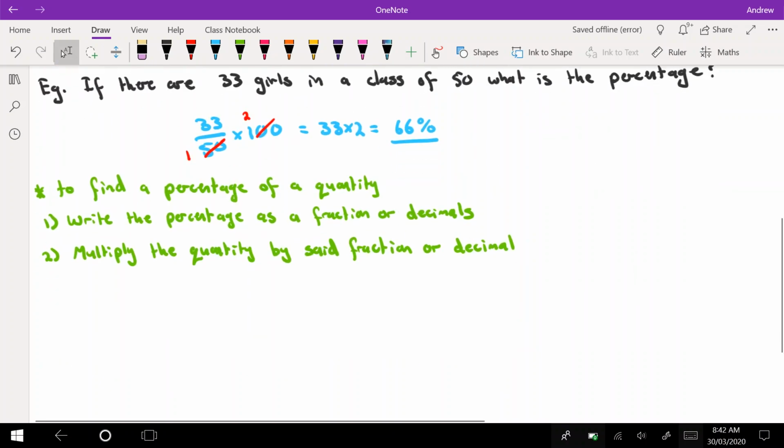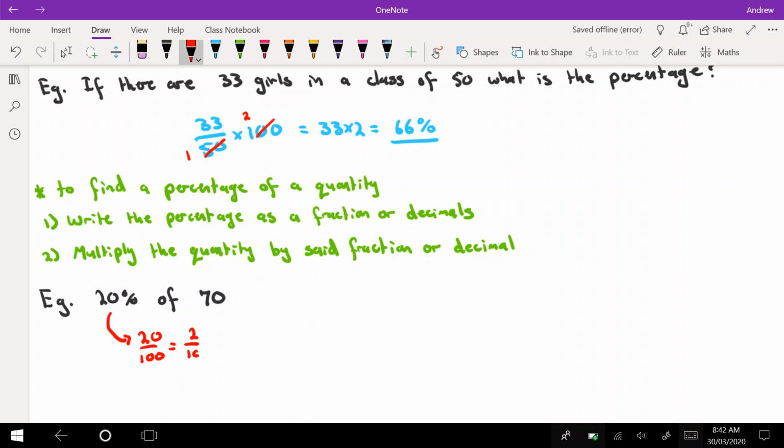So let's have another example, e.g. 20% of 70. So I want to try and find 20% of 70. My first step is to write the percentage as a fraction or a decimal. So 20%, that's like writing 20 over 100, which then goes to 2 over 10. And if I have 2 over 10, I could also write that as 0.2.